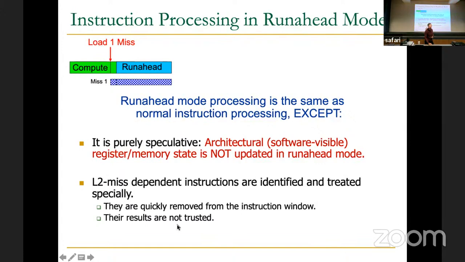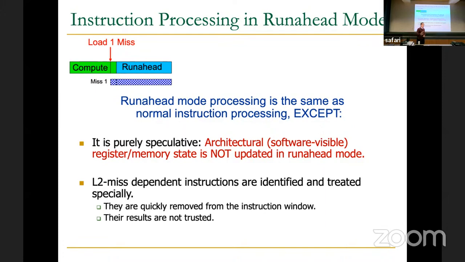Their results are not trusted. Again, another way of doing this is trusting the results. So in our original paper, we opted for saying, don't trust the result, mark them as bogus or invalid, and don't use that data for anything. Another way is just predicting the value and keep going ahead.